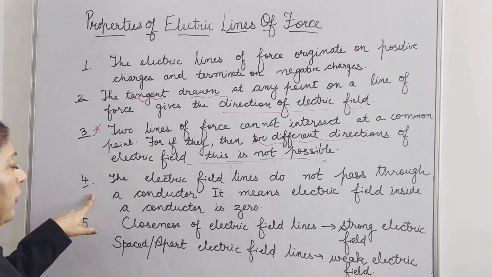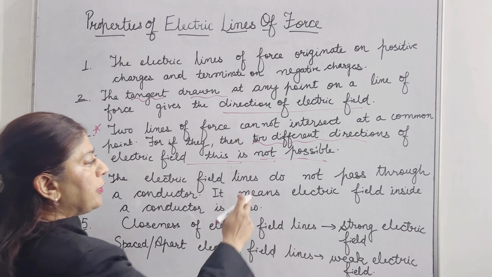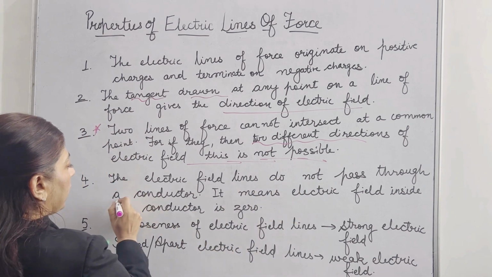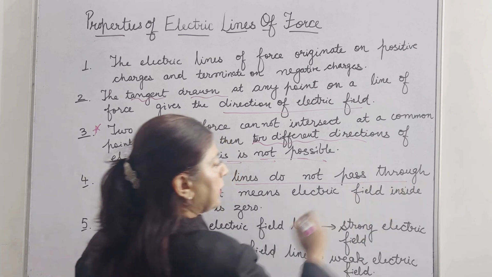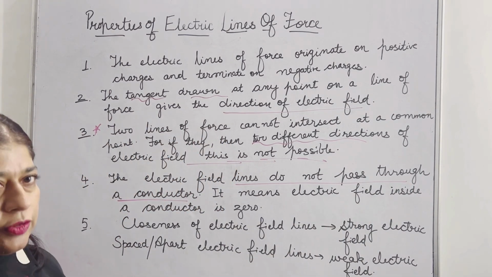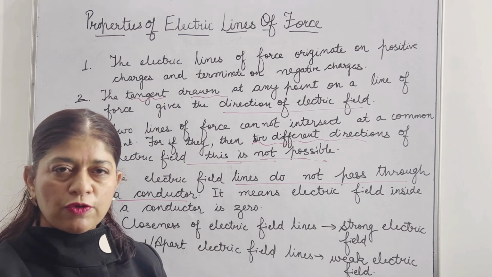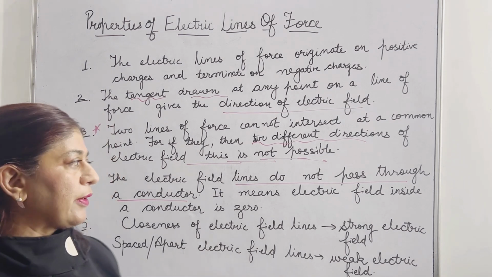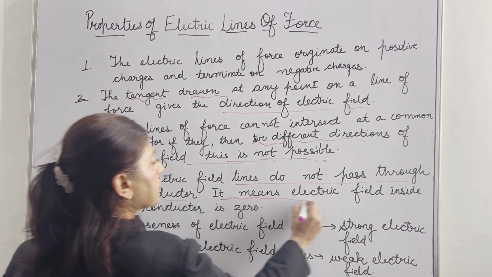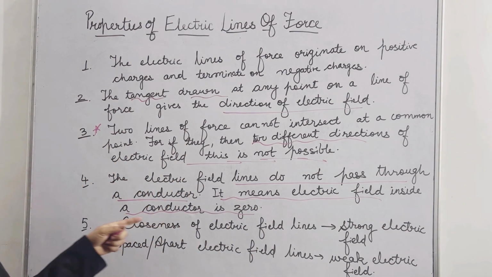Then the next property is that electric field lines do not pass through a conductor. Electric field lines inside a conductor are not there. It means that the electric field is not there, because lines of force are drawn within the electric field. It means electric field lines and electric field inside a conductor are zero.